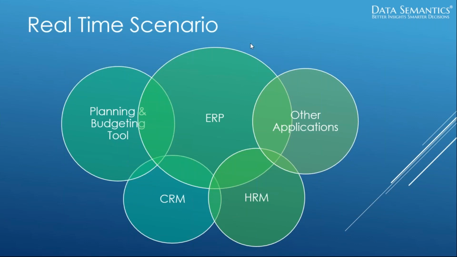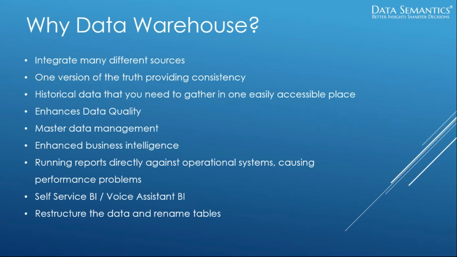So these are a few real-time scenarios that I put across. Just to answer why you really require a data warehouse for scalable and robust data needs: you integrate many different sources. Once we have a data warehouse, we can create one version of truth, one number spoken by all the different departments across the organization, which helps you take really meaningful decisions. Historical data, which would have been archived in different applications, can be consolidated in the data warehouse. It enhances the data quality and helps you do master data management.